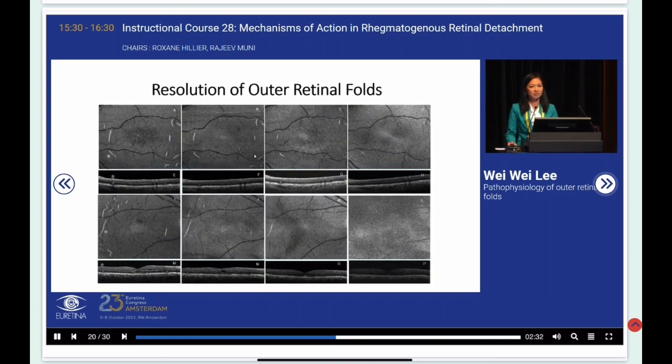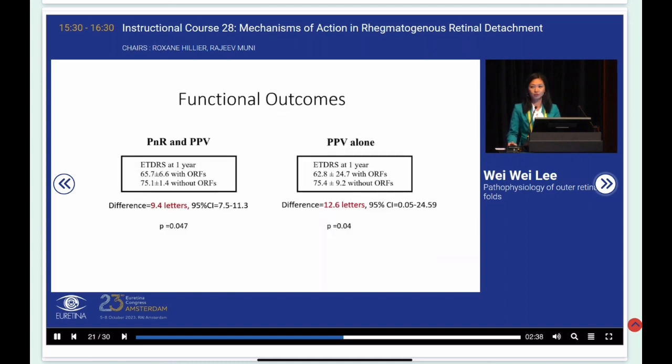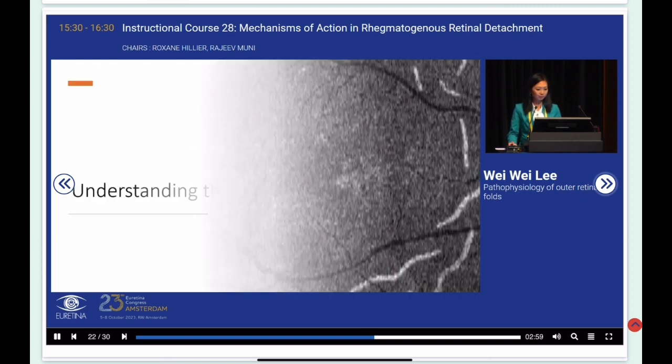These are serial OCTs of 2 patients demonstrating resolution of outer retinal folds with time. Although outer retinal folds resolve with time, in this study, we learned that presence of outer retinal folds were associated with worse ETDRS letter score at 1 year. So the difference, patients with and without outer retinal folds were different by 9.4 ETDRS letters. And when we perform a sensitivity analysis on the vitrectomy group alone, the difference was 12.6 letters.